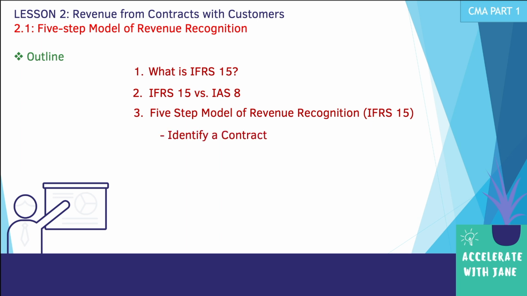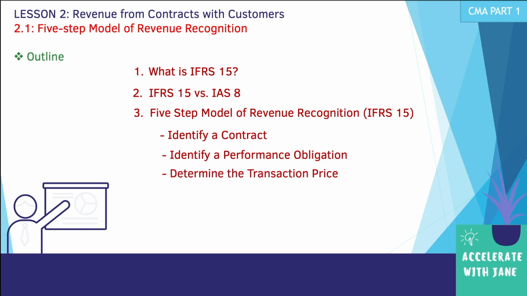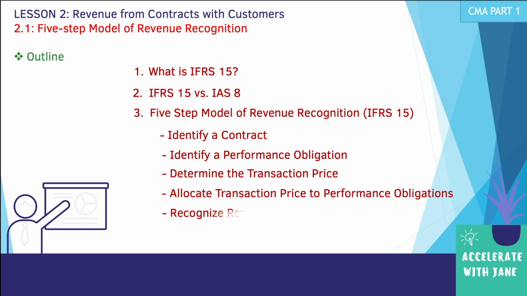So we have here, step 1 is about identification of a contract. Second is to identify performance obligation. Third step is determination of the transaction price. Fourth step is the allocation of transaction price to performance obligations. And the last step is the revenue recognition. And lastly, I'm going to talk about the balance sheet presentation, specifically the contract asset and contract liability.